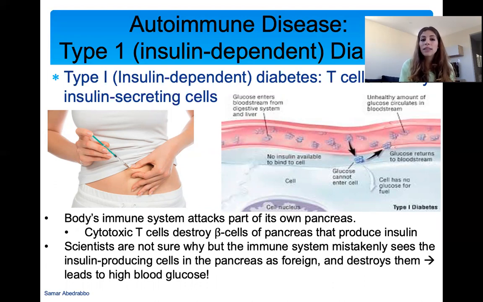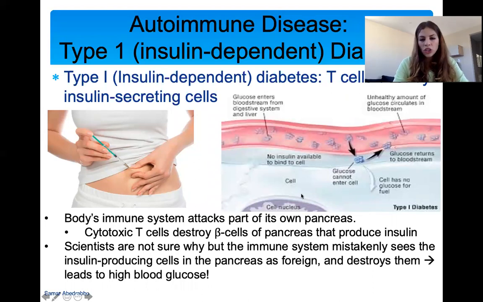Type 1 diabetes is also called insulin-dependent diabetes. It's when T cells destroy insulin-secreting cells. The function of the pancreas is to produce insulin. In people who have type 1 diabetes, their cytotoxic T cells start destroying different cells of the pancreas that produce insulin. Therefore, they can no longer produce insulin. Insulin helps your cells take up glucose, or sugar, from the blood. If you don't have it, you have a high amount of glucose in your blood not getting into your cells, which can lead to many different bad things.